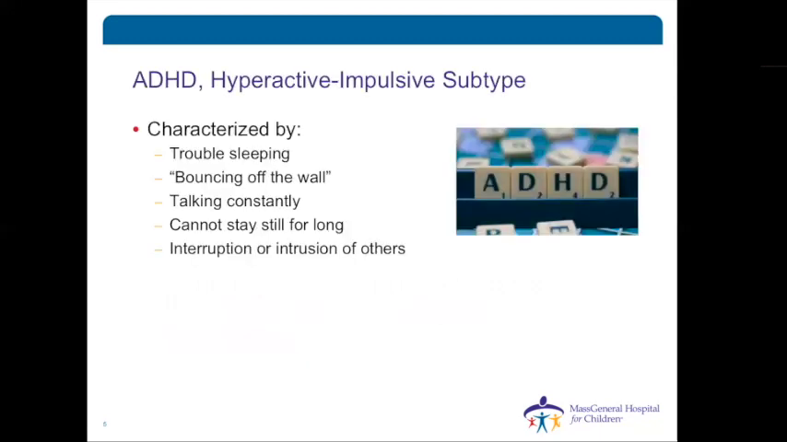In the hyperactive and impulsive subtypes of ADHD, someone with Down syndrome might be described as always bouncing off the wall. They might talk constantly or have trouble sleeping, seeming as if they have so much energy that they are driven by a motor. This might result in them being unable to sit still for long or interrupting others, such as calling out without raising his or her hand in class.